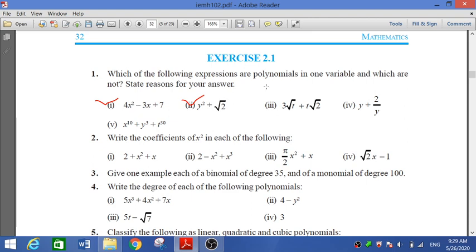यहाँ पे question खाली ऐसा ही है कि polynomial है तो yes and give reason. So here it is a polynomial with one variable. It is also a polynomial with one variable. Here we can say no, it is not a polynomial. So someone says sir yes, but the answer is no.